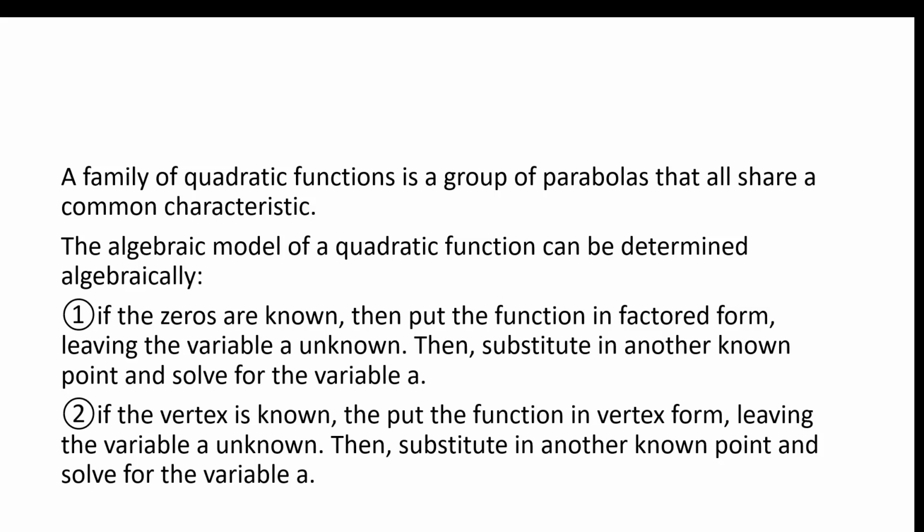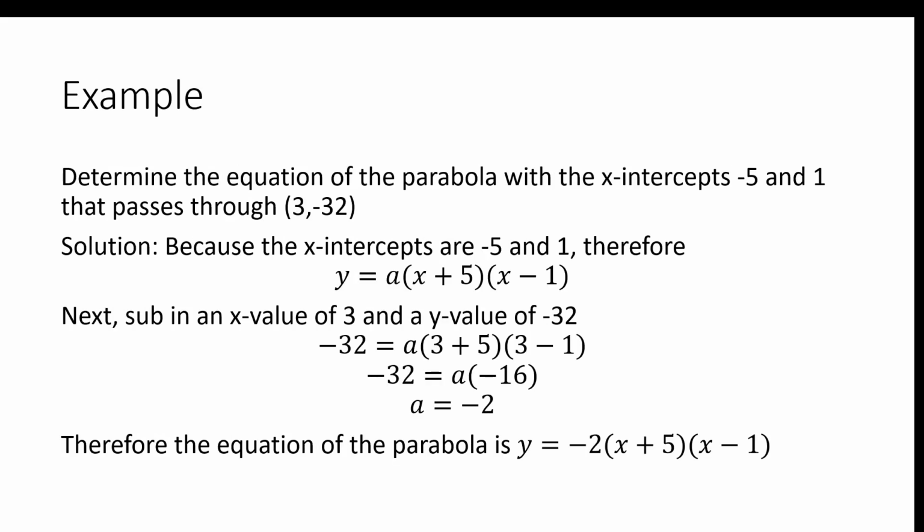Or 2, if the vertex is known, then we'll put the function in vertex form, leaving the variable a unknown, then we'll substitute in another known point and solve for the variable a. So for instance, suppose we knew that a parabola had x-intercepts -5 and +1, and we knew that it passed through the point (3, -32), and we wanted to know the equation of the parabola.